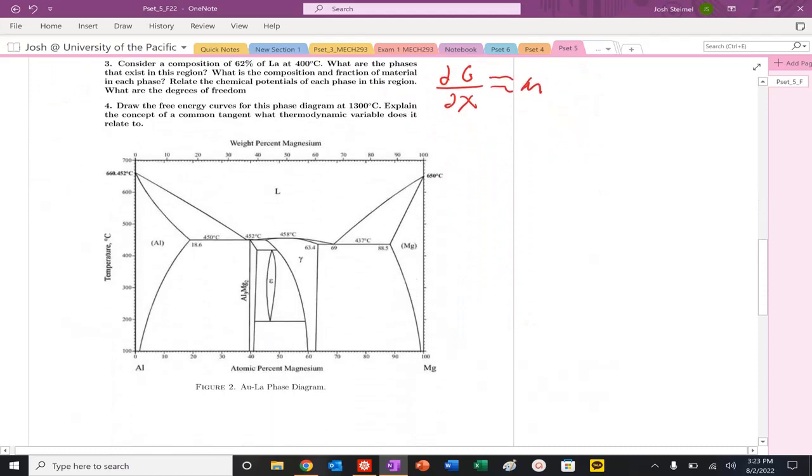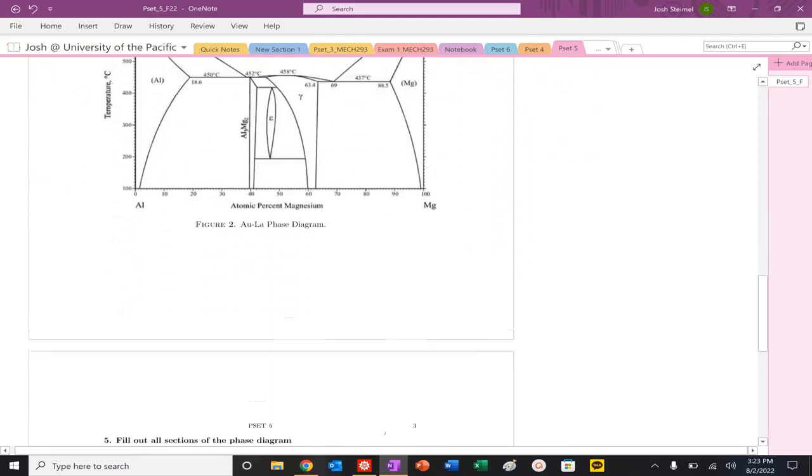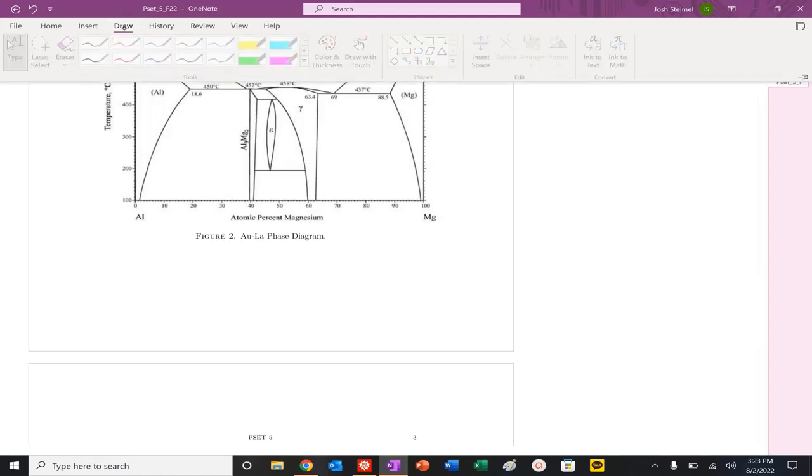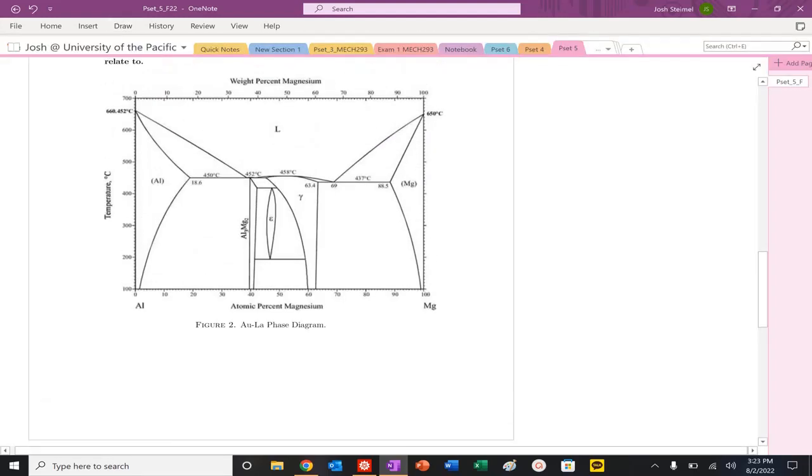We need to do basically the same sets of problems. I'm going to change my pen. Again, what are the phases here? It's going to be this plus this. Phase here, this plus this. What's my phase here? It's going to be this plus the gamma. It's going to be this guy plus this guy. It's going to be this plus my gamma here. Gamma plus Mg here. Mg plus liquid here. And then gamma plus liquid there. And then just a tiny bit of gamma plus liquid right there.